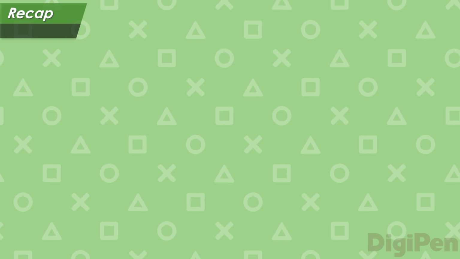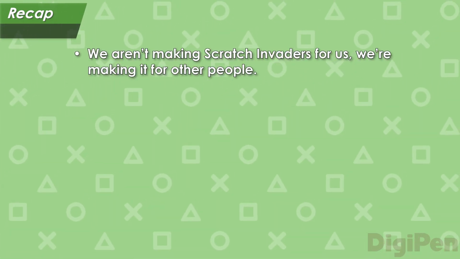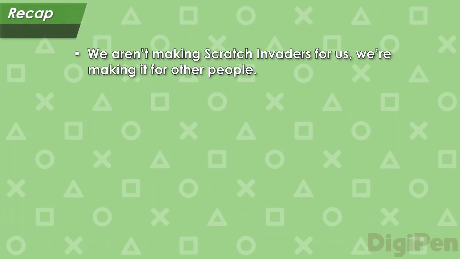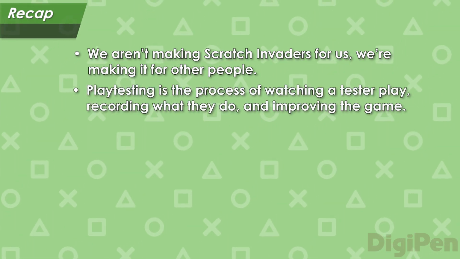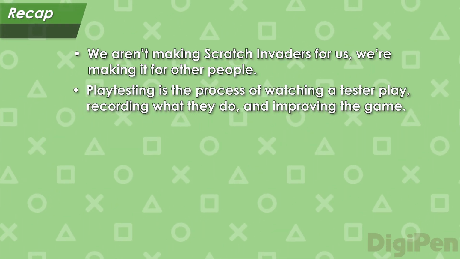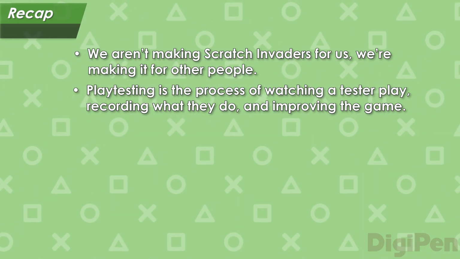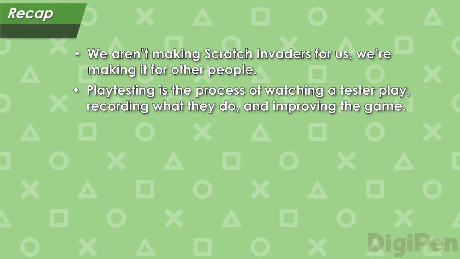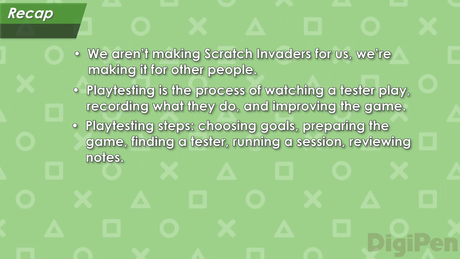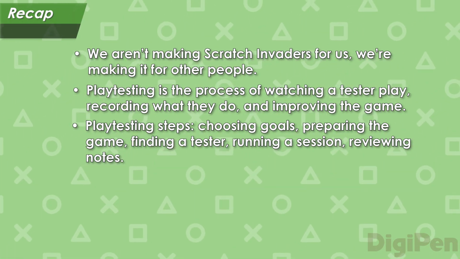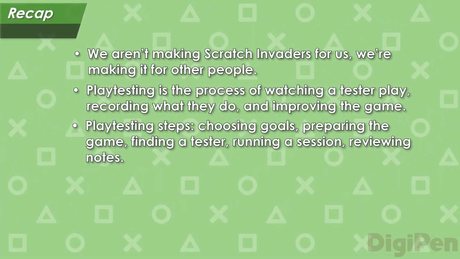Let's recap what we've learned in this video. First, we reflected on who the audience of Scratch Invaders is. It's not us, it's other people. Then, we learned what playtesting is, the process of improving a game by watching others playing it, recording what they do while they play, and using your observations to guide your work. We learned the steps of playtesting: coming up with testing goals, preparing the game for testing, finding a tester, running a testing session, and reading and analyzing your notes to improve the game.